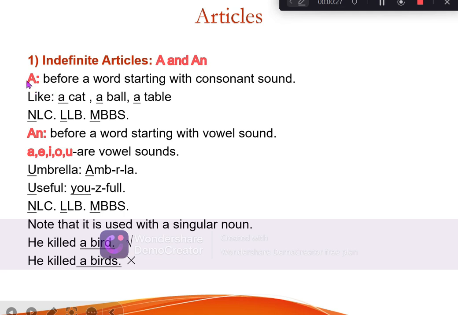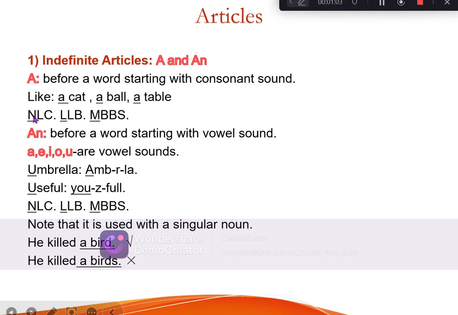As we have learned in our earlier classes, a is used before a word starting with a consonant sound. A word that starts with a consonant sound, in front of that word we use a, like a cat, a ball, a table. In cat, k is a consonant sound, b is a consonant sound, and t is a consonant sound. Therefore, we use the article a with a cat, a ball, and a table.